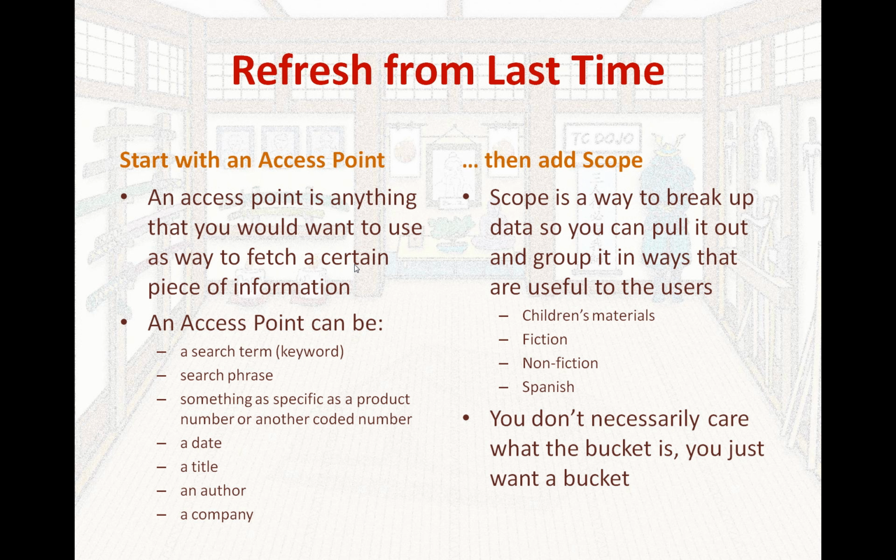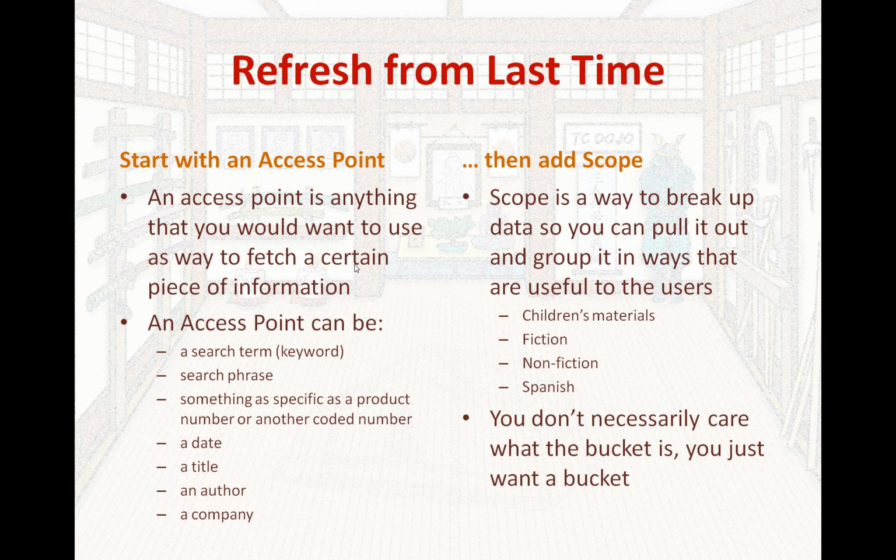All right, so just a little refresh from the last session. We talked about starting with access points. Access points are anything you use as a way or direction or axis, a way to fetch a certain piece of information. Access points can be anything: search terms, phrases, a date, a title, an author, a company, a subject, a product number. It can be any kind of specific information that gets you a way to fetch the thing you're looking for, right?